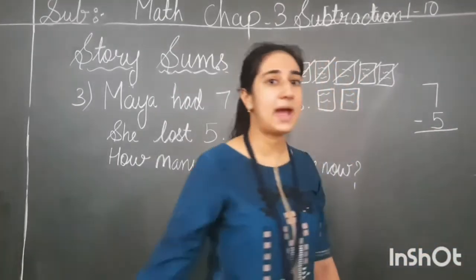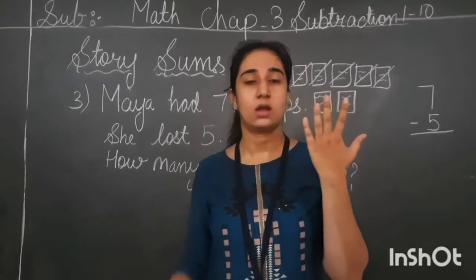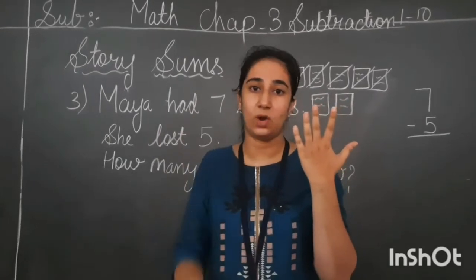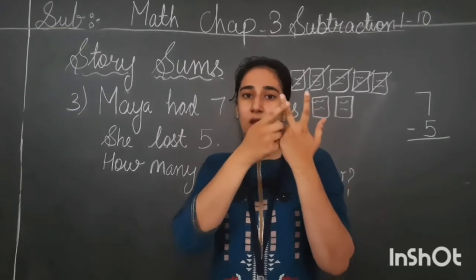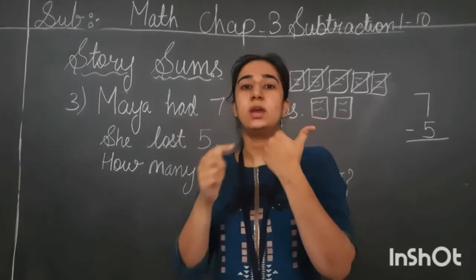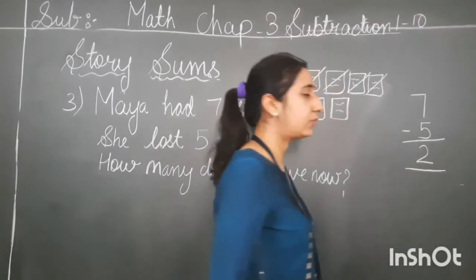Keep 7 in your mind. Show 5 in your fingers. Count before 7. What comes before 7? 6, 5, 4, 3, 2. So, 2 stamps are left with her.